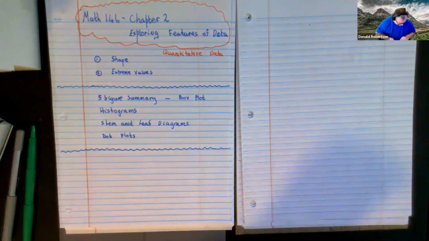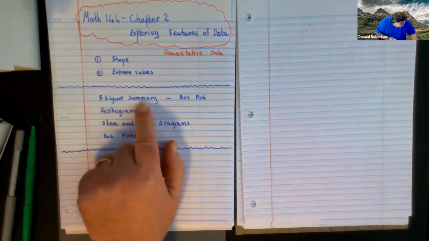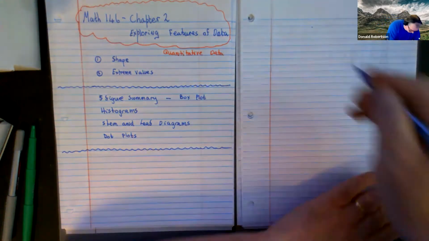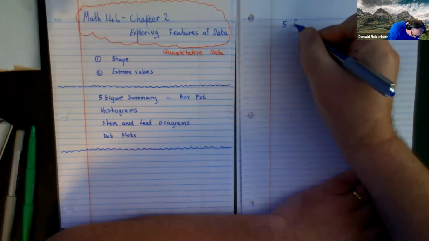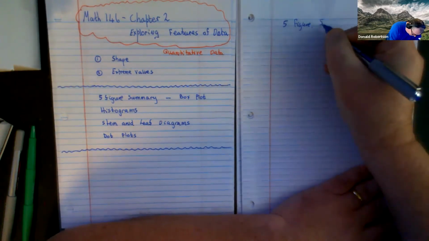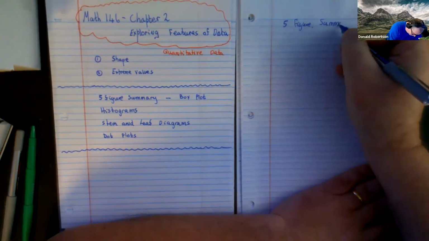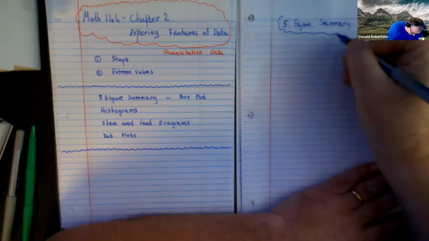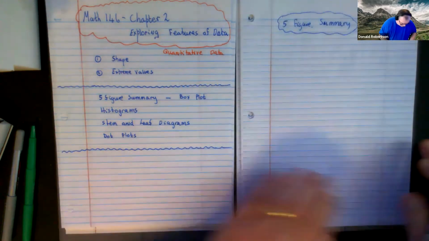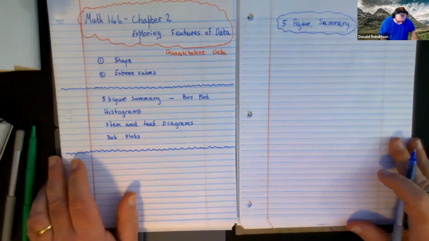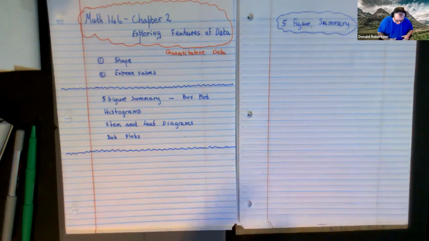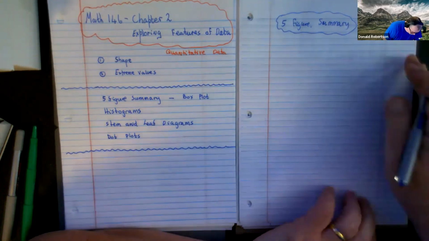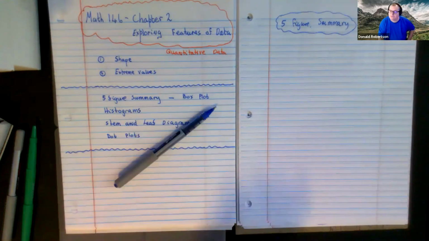Now I'm going to talk about what's called a 5-figure summary and the shape that it generates. Pardon me, called a box plot. So here we go, 5-figure summary. That's a U, by the way. 5-figure summary. But the way I'm going to do this is by actually creating from a set of data a 5-figure summary.